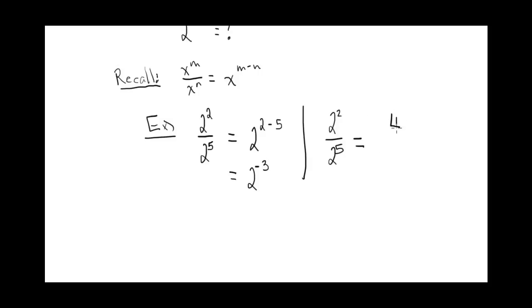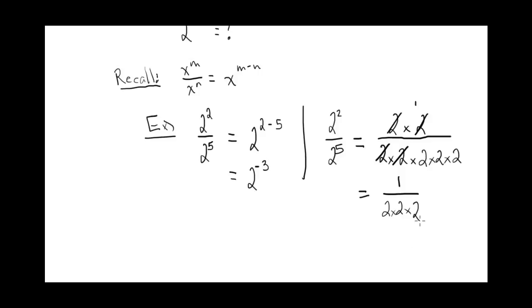Actually, let's just write out what 2 to the power of 2 means. 2 times itself 2 times, so 2 times 2. 2 to the power of 5 means 2 times 2 times 2 times 2 times 2, so there are 5 2's. And then you can simplify this. We have a 2 on the top, which divides with one of the 2's on the bottom, and another 2 on the top, which divides with another one of the 2's. So we've divided both the 2's on the top, so we're left with just a 1 on the top, and then we have 3 2's on the bottom. So 1 over 2 times 2 times 2, which is equal to 1 over 2 to the power of 3. And yes, you could write that's 1 over 8.